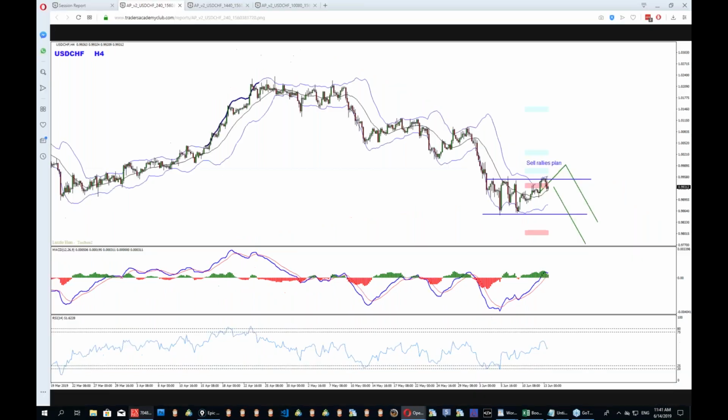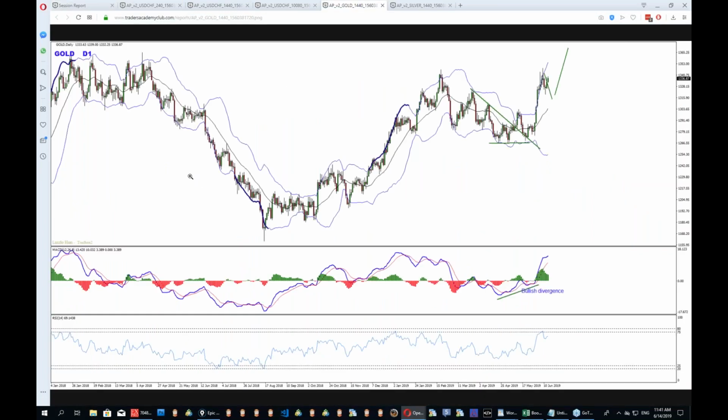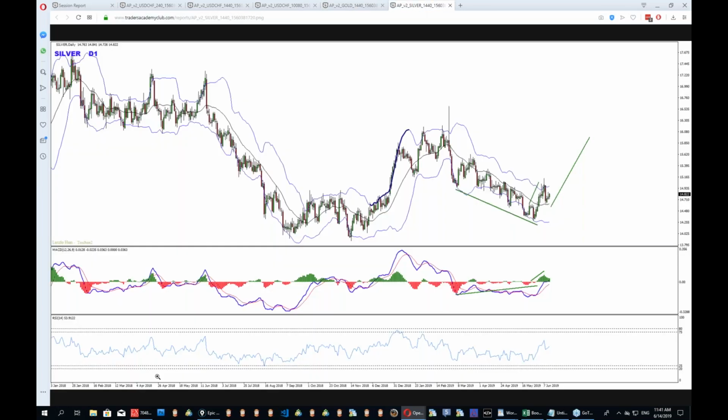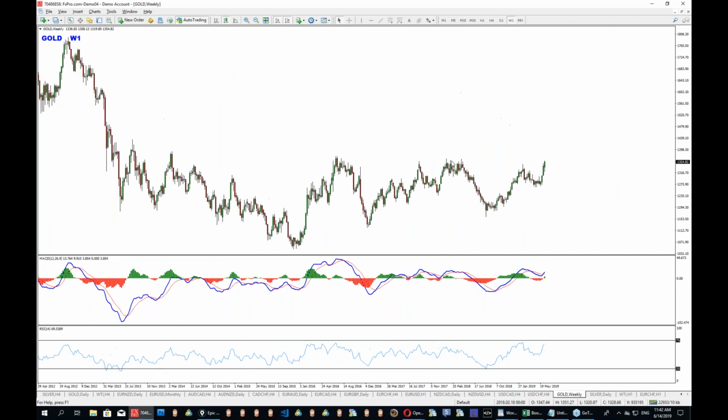Dollar franc sell. Gold, silver are extremely bullish. Okay, we're looking for further continuations. Now let's go ahead and check out the live charts.